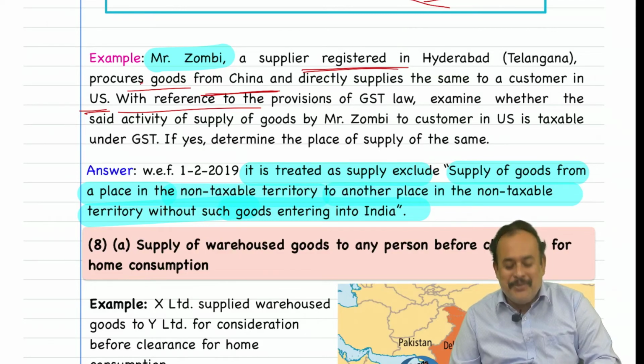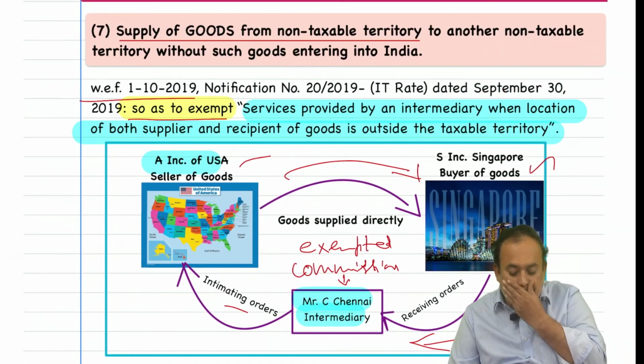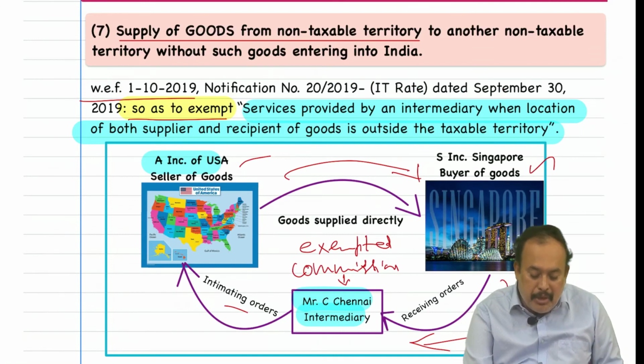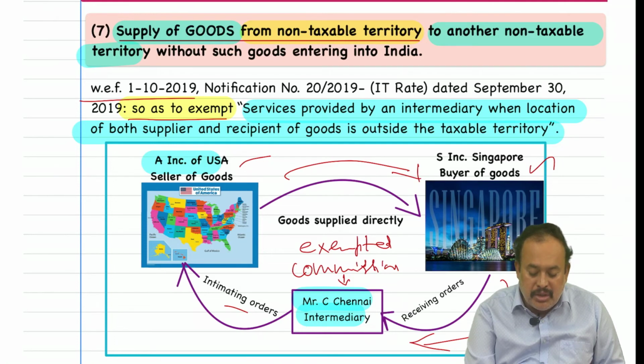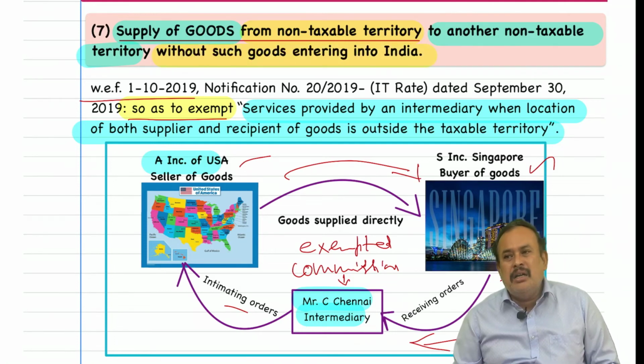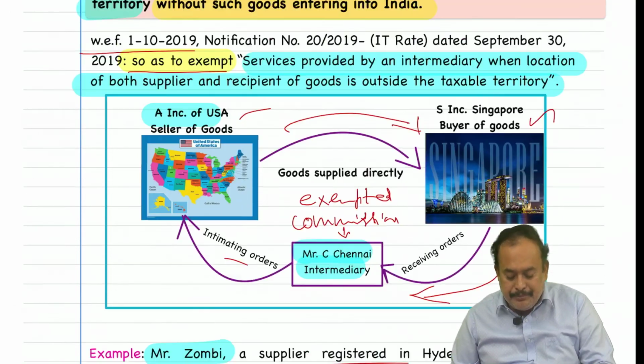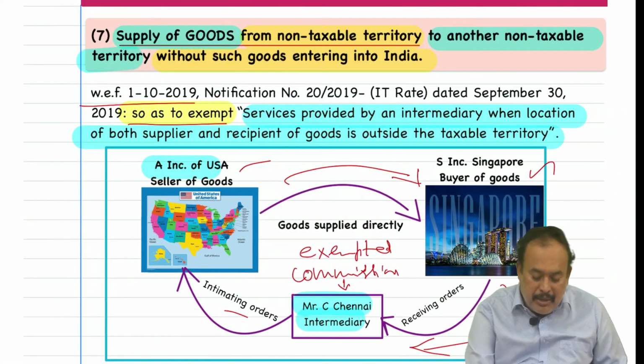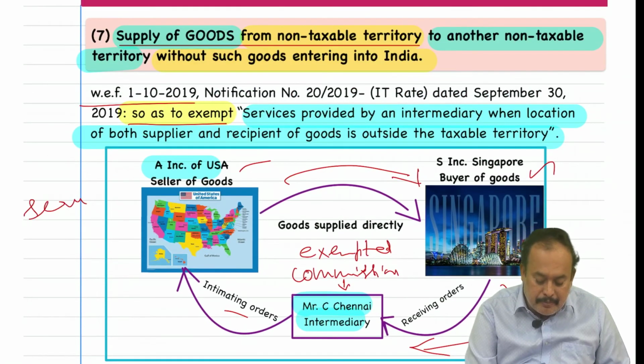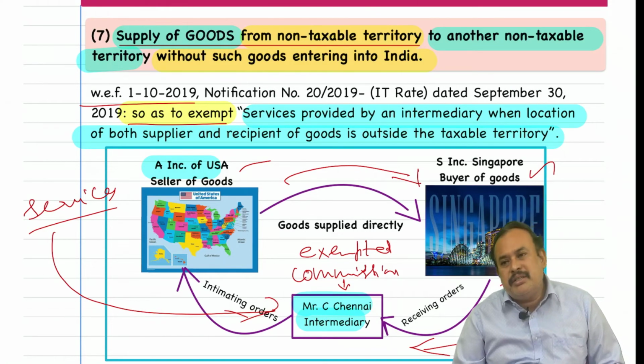Got the clarity, my dear friends? Supply of goods from a non-taxable territory to another non-taxable territory without such goods entering into India. In that case, it is applicable. Further, my dear friends, this is a supply of services by Mr. C, the commission agent.